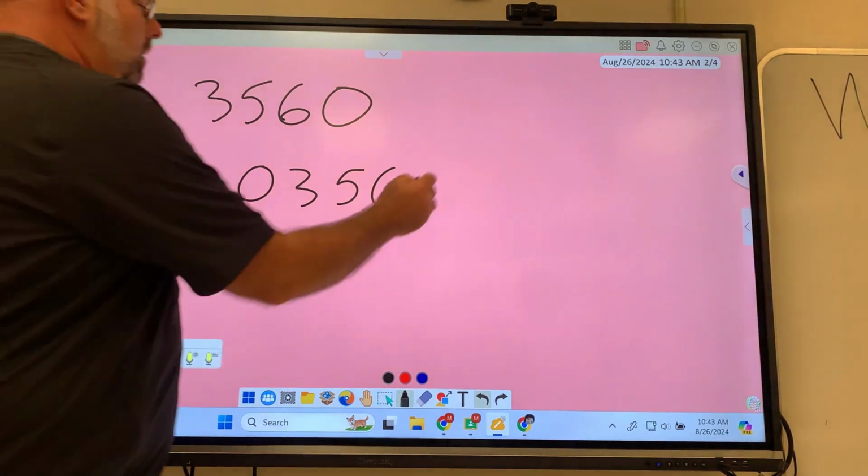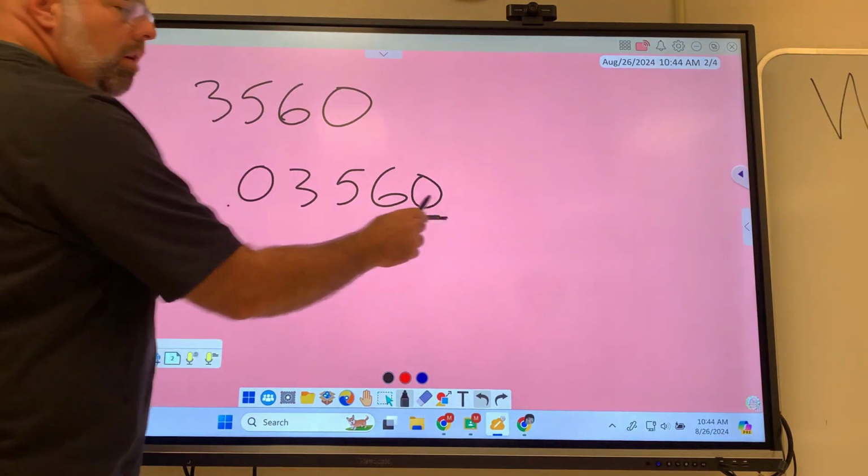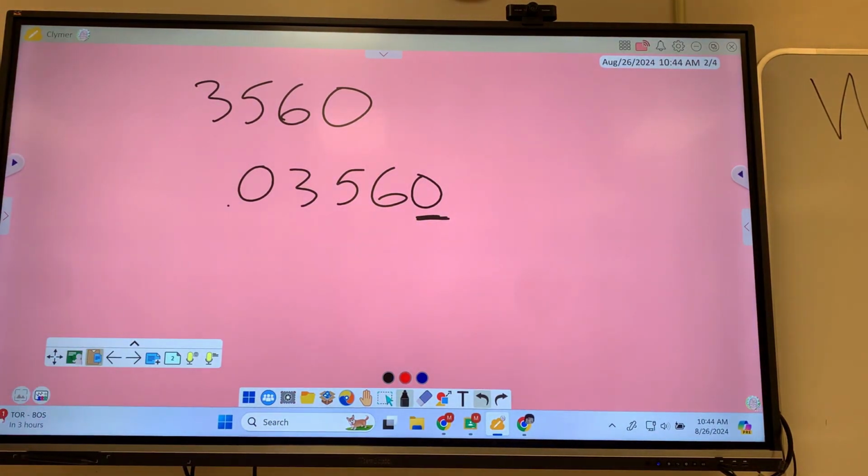What about this, though? What about that extra zero at the end of 0.0356? Is this a trailing zero, as we defined it a moment ago? Is that a zero at the end of a big number? No, so it counts. That's a significant digit. Right?